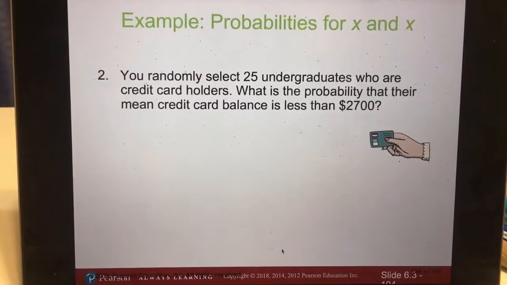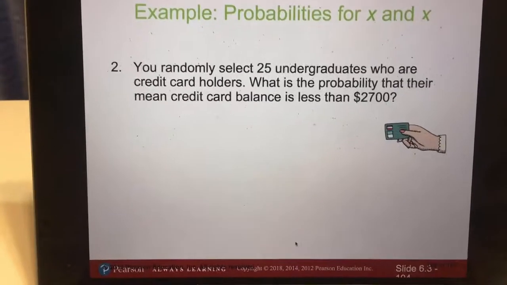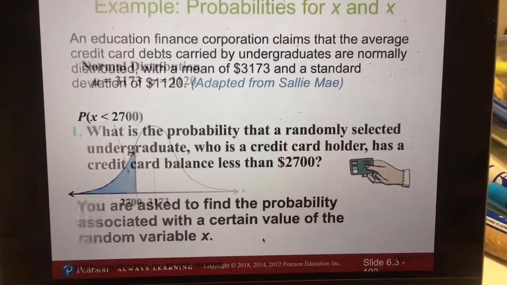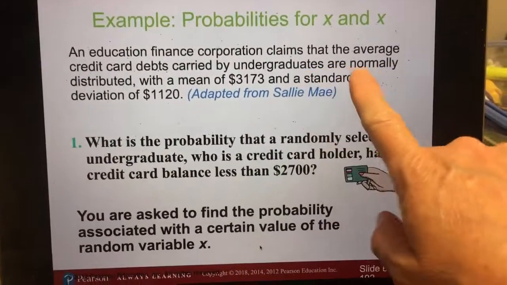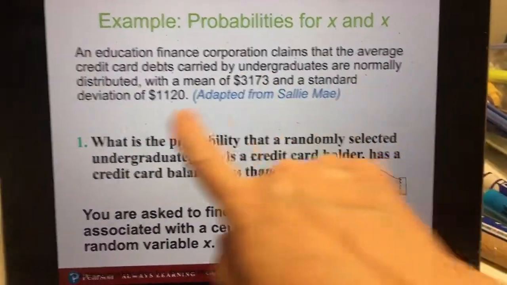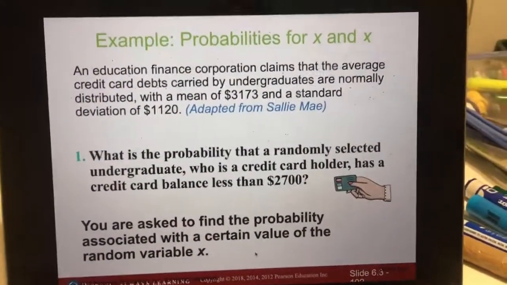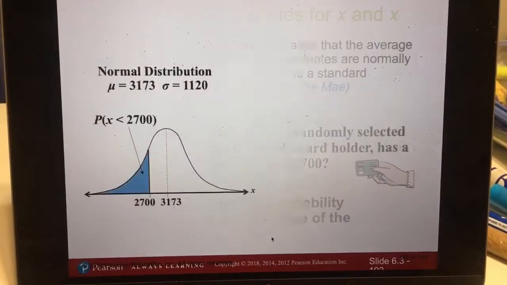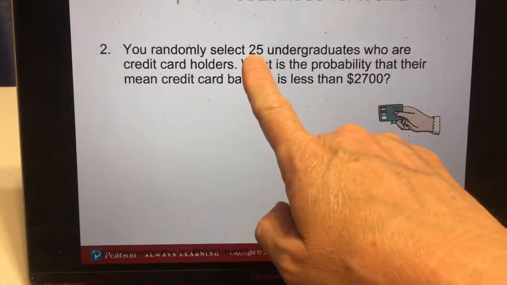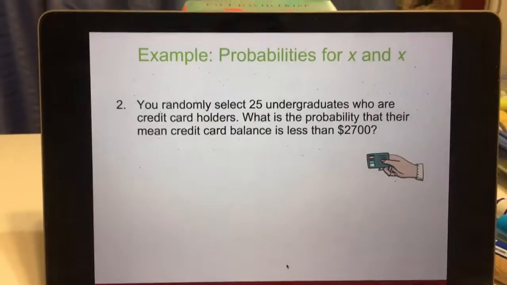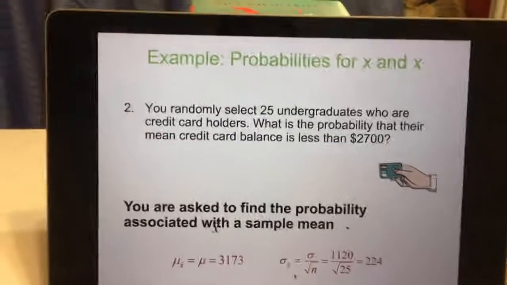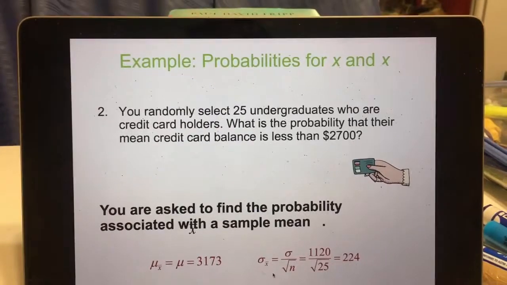And then it says you randomly select 25 undergraduates who are credit card holders. What is the probability that their mean credit card balance is less than 2,700, okay? Now, notice that they told us that the original group was normally distributed. The credit card debts are normally distributed. So it doesn't even matter that we're talking about something that is less than 30. Okay, so this 25 is not going to be a problem. We can still use our Central Limit Theorem, because they said that it was already normally distributed.